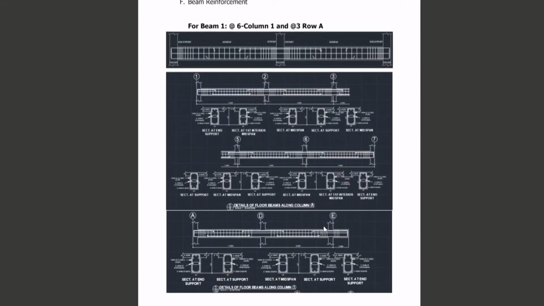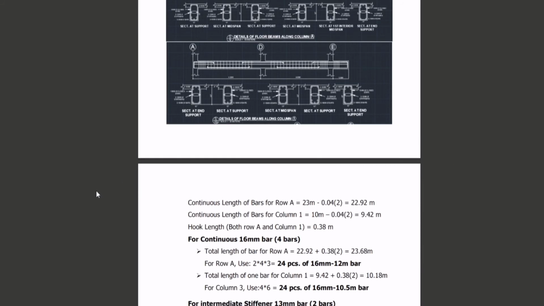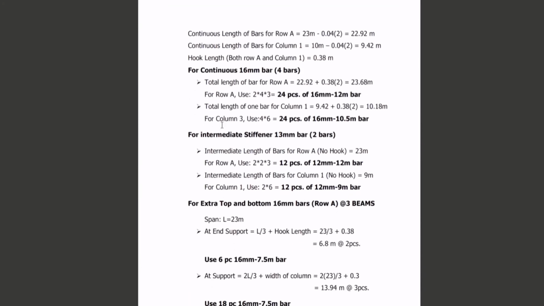Ngayon, dito naman tayo sa beam. Yan. So, count natin yung continuous length niya. Dalawang beams to, row A at column 1. So, una tayo dito sa continuous na bar natin, which is may 4 na bars. So, sa row A tayo, 22.92. Ito yung continuous length niya. Plus 0.38 times 2. Ito yung length niya. So, 23.68 meters. Yan. So, sa 23.68 meters, kakasya dito ang dalawang 12 meters.